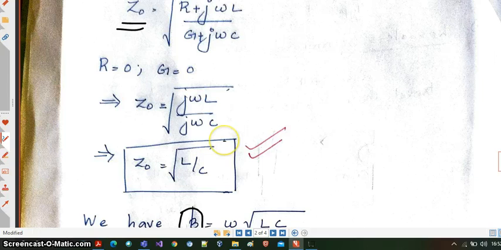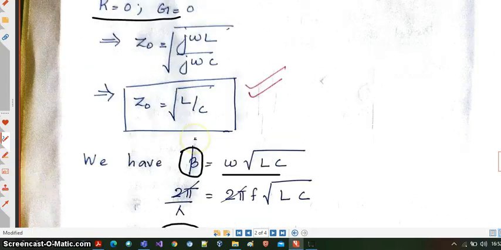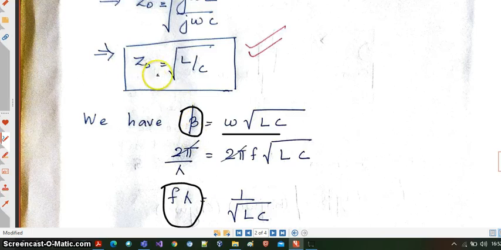Similarly, coming to the characteristic impedance Z0, we have the expression which we derived earlier as the square root of (R plus j omega L) by (G plus j omega C). I am substituting the condition R equal to 0, G equal to 0. Finally, I will get Z0 is equal to square root of L by C.